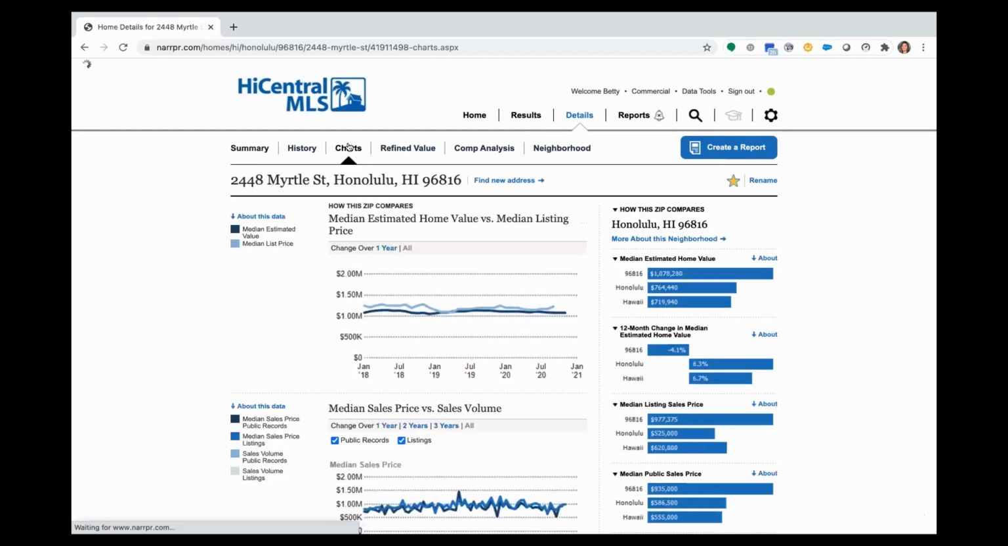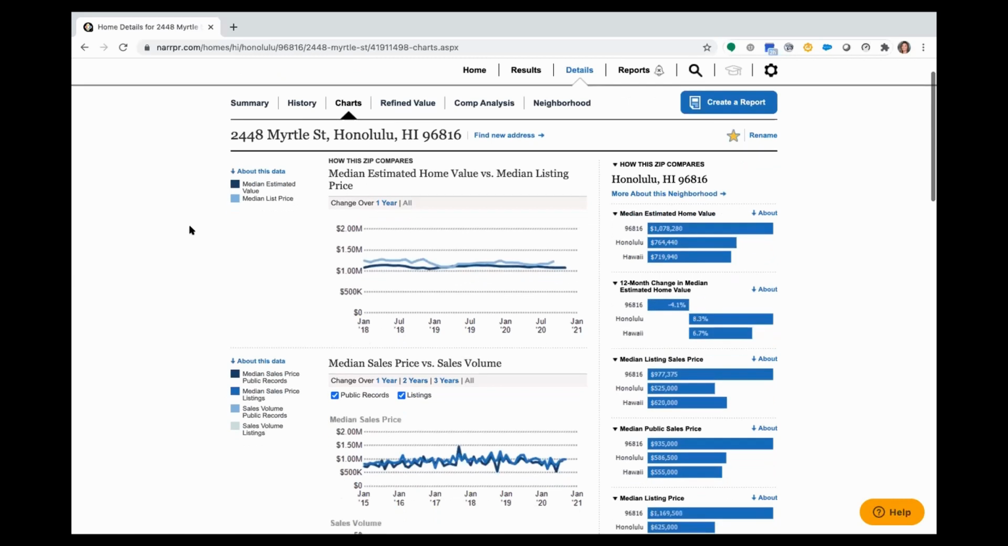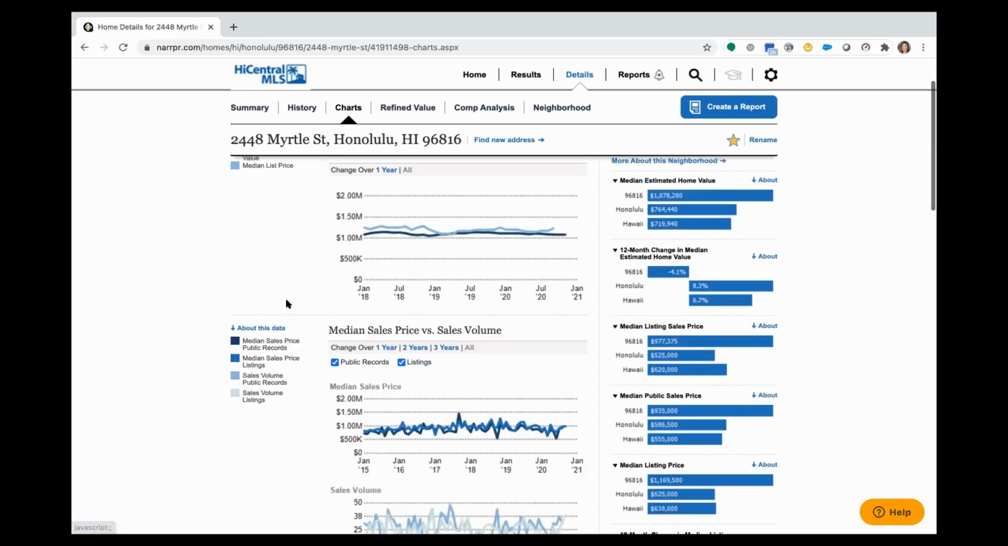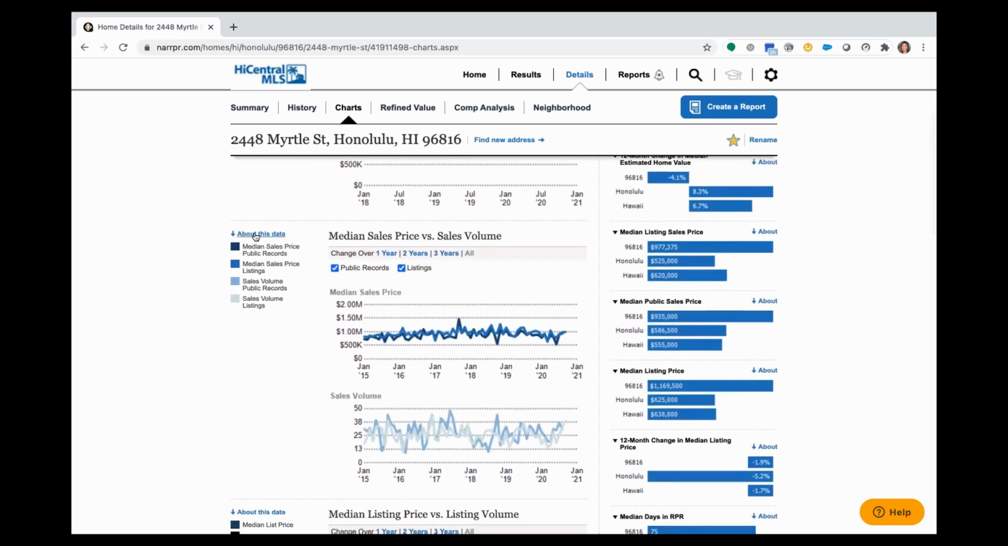And when it comes to the charts and the graphs and some of the other data sources that we pull in outside of our data provider, RPR is very transparent with our information. Anytime you're looking at the charts, you're going to see these little links that say "about this data." So we have median estimated home value versus your median list price. We have sales price versus sales volume.